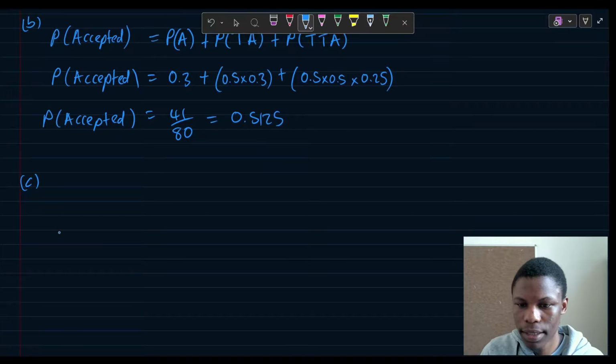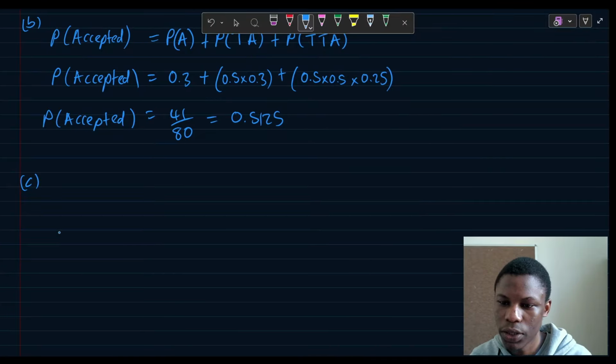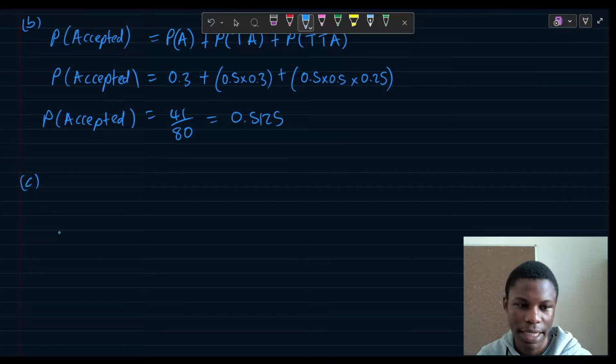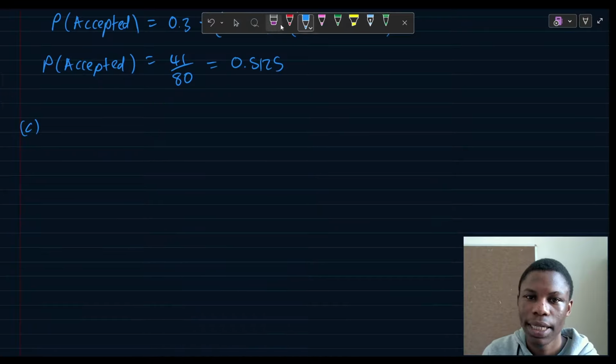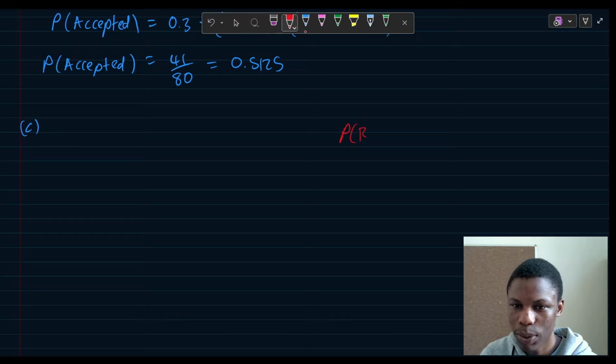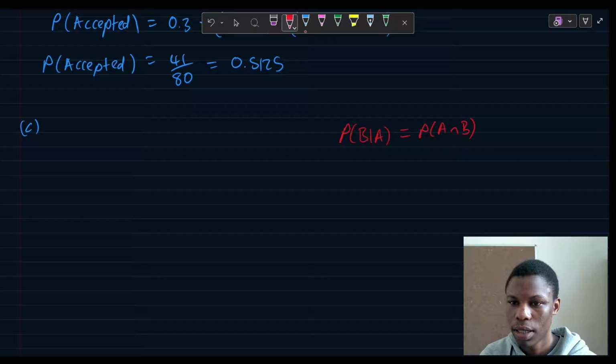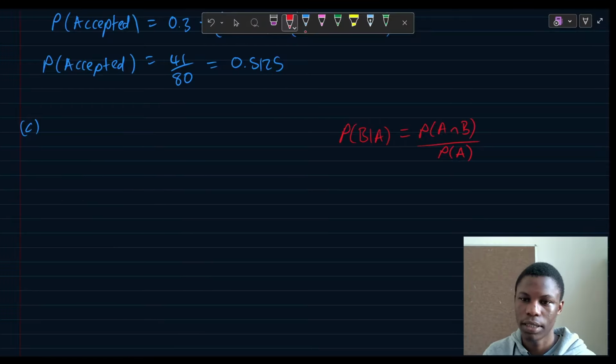Part C says, find the probability that a randomly chosen student who applies to Drydale College takes at least 2 tests given that the student is accepted. So given is the key word. That means we're dealing with conditional probability. We know the formula for conditional probability says the probability of B given A is equal to the intersection over the probability of the given event. This one's not provided in the MF19, so you have to memorize it.